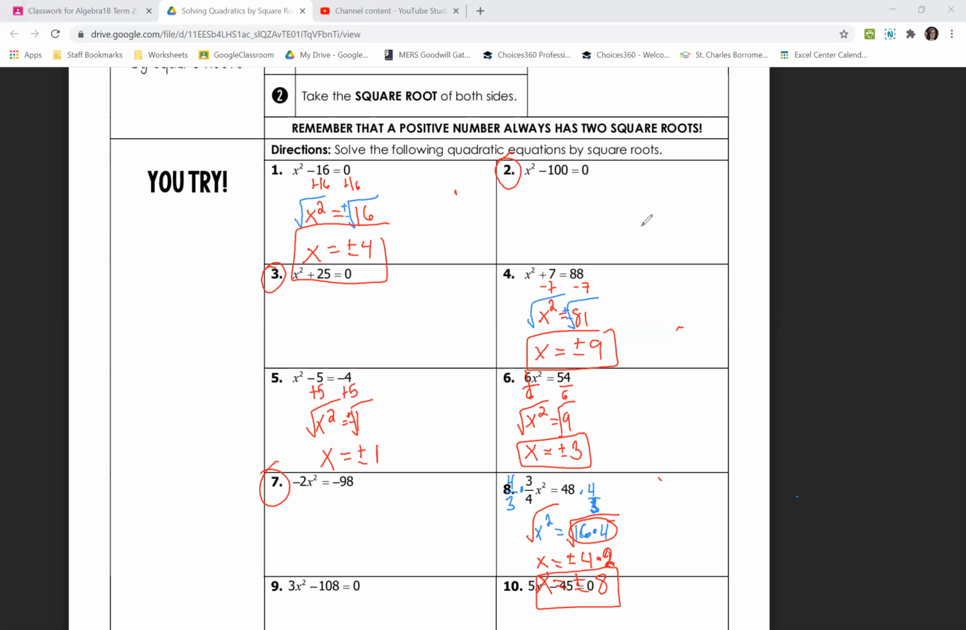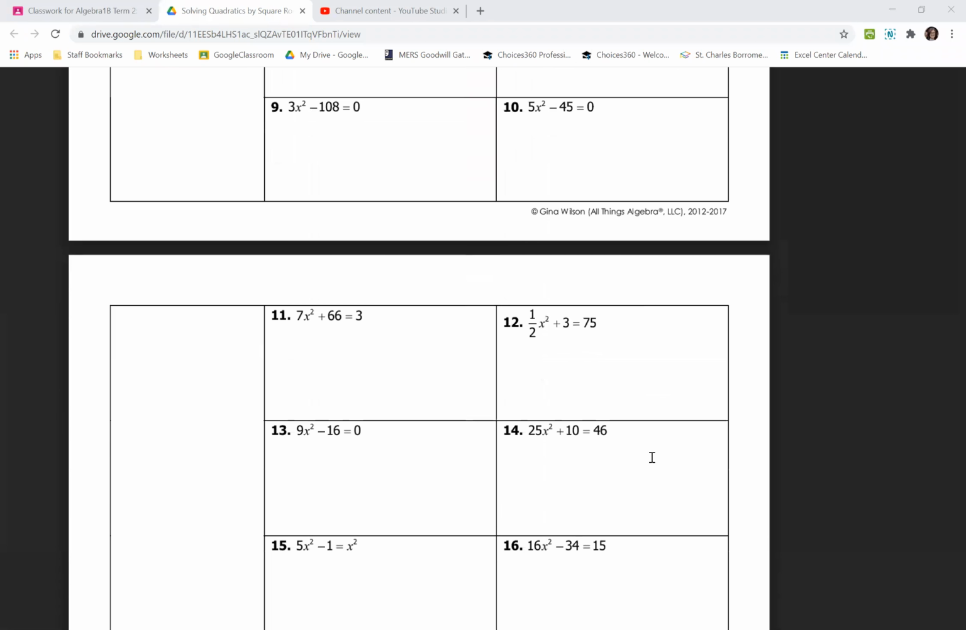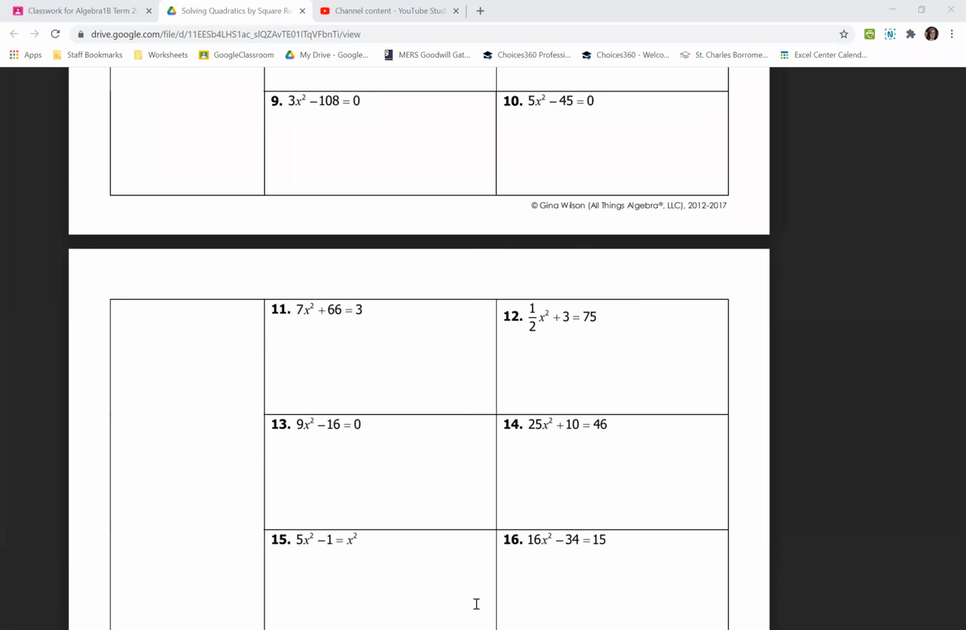Okay. All right. Let's move on. Okay. I am going to leave number 9 and number 10 for you guys. So number 11, we'll subtract 66 on both sides. Okay. And so I get 7x squared equals a negative 63, okay? And then divide by 7.